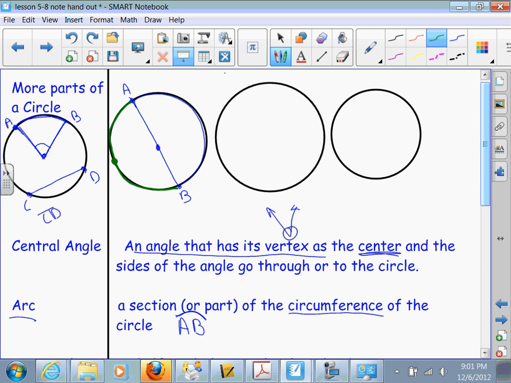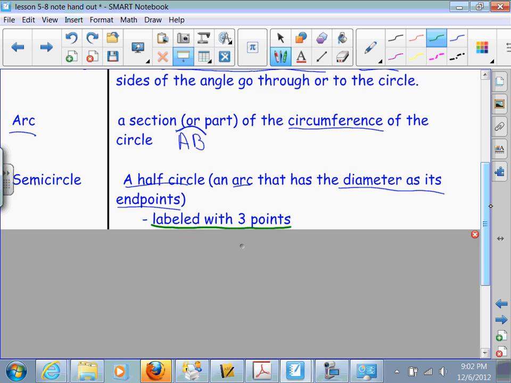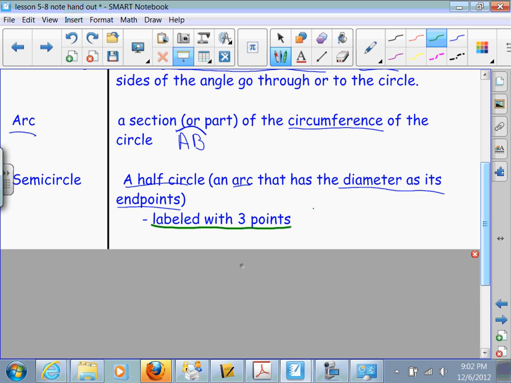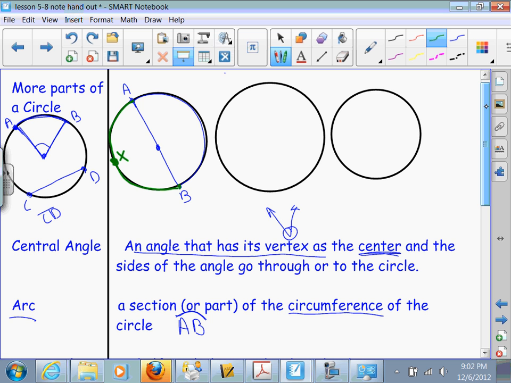So what is used is a third point, and it's in between the endpoints of the diameter. So let's just call this X. Now I can properly label this as semicircle AXB with my arc over the top. Okay. AXB would be a semicircle.